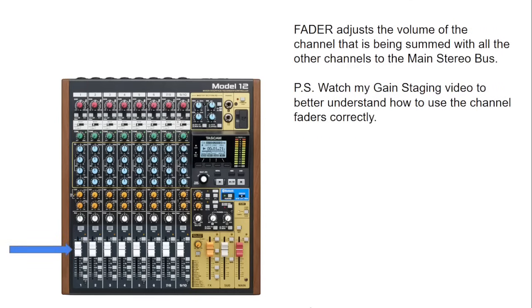And if channel record is armed, even though it's muted, recording to the multitrack recorder or the USB is still possible. Now the fader adjusts the volume of the channel that is being summed with all of the other channels to the main stereo bus. You can watch my gain staging video for the TASCAM Model 12 to better understand how to use the channel faders correctly in conjunction with the gain knob for each of the channels.